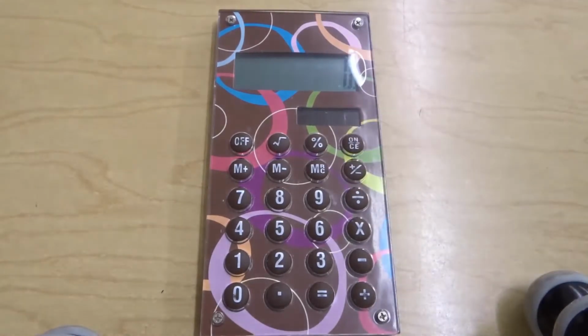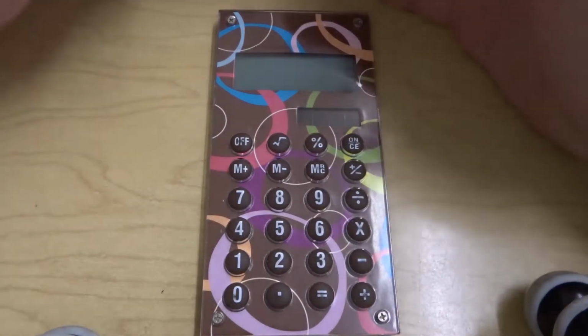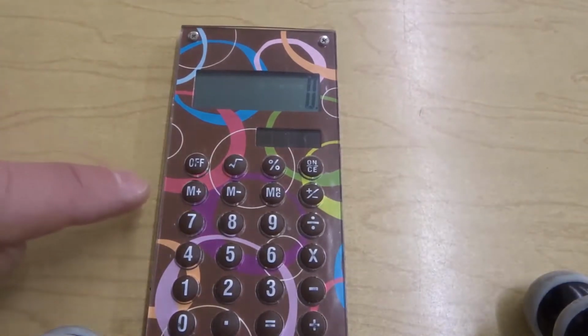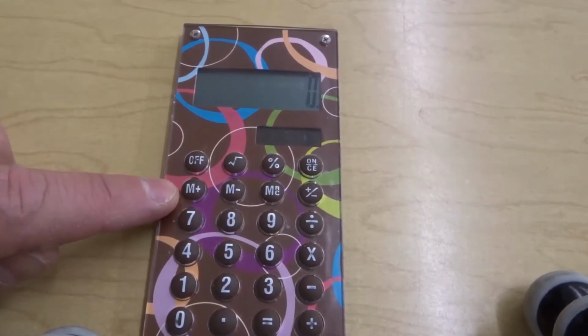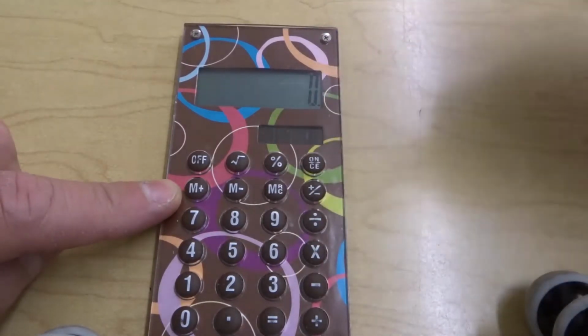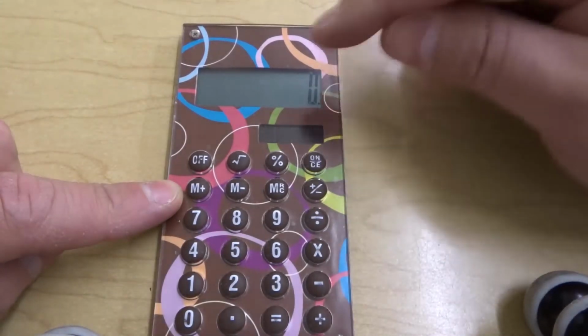So I'm going to turn the calculator on. The first one, sorry about that glare over there. See if I move it like that. There we go. The first one that I want to talk about is the M+, which is the memory plus function. So basically, if you push M+, it's going to add the current value to the memory.